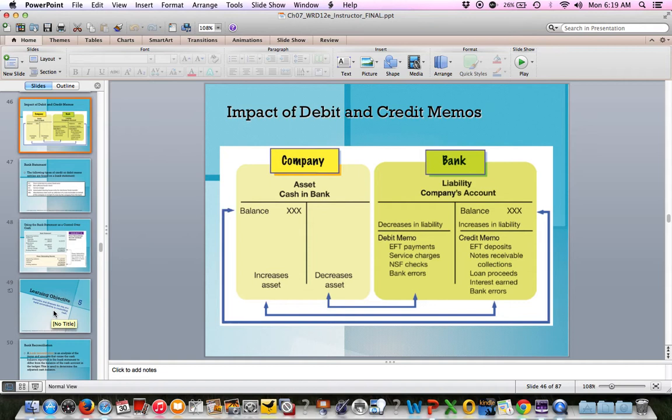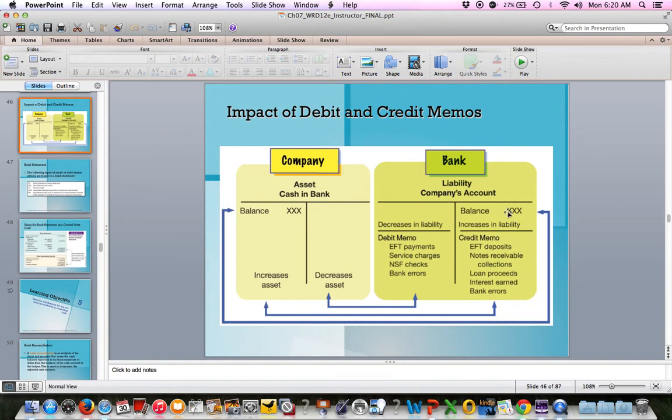Let's talk next about debit and credit memos. Basically, we've got the two sides of them. On the right hand side, let's talk about the bank side. And for a bank, the liability company's account, and if they have a debit memo or a credit memo, debit memos are for EFT payments, service charges, NSF checks, bank errors. Credit memos are also for EFT deposits, note receivable collections, loan proceeds, interest earned, and bank errors. And just notice the errors, see if you can follow those.